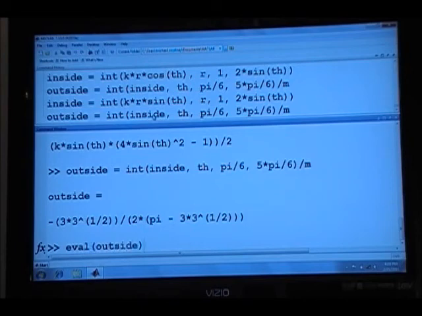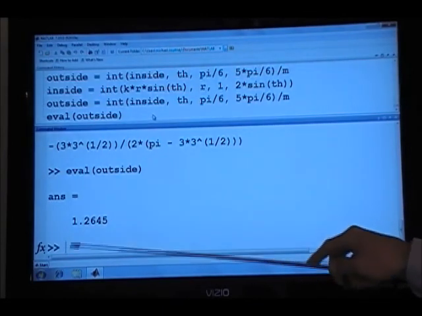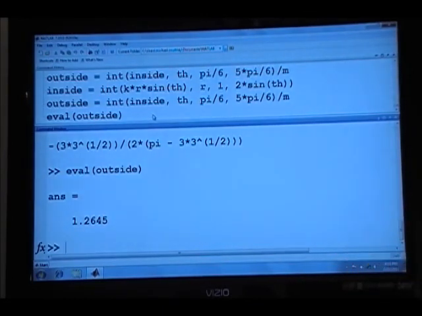to get a decimal approximation for the y coordinate of the center of mass. So the y coordinate of the center of mass is 1.2645, which agrees with our expectation that the y coordinate should be between 1 and 2, because the y coordinate of the center of mass should be located somewhere actually on the lamina. So it's satisfying that it is.